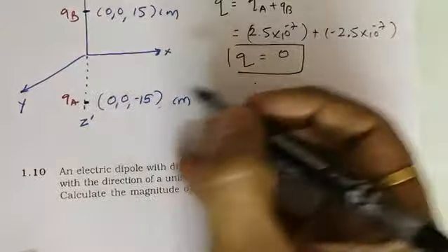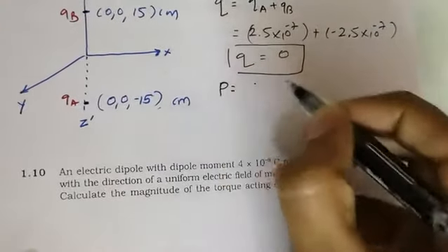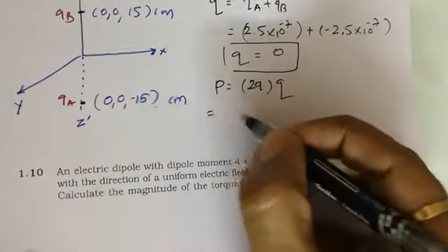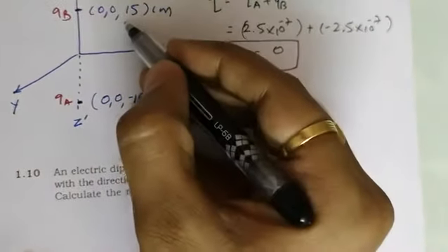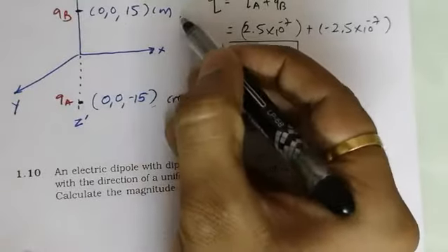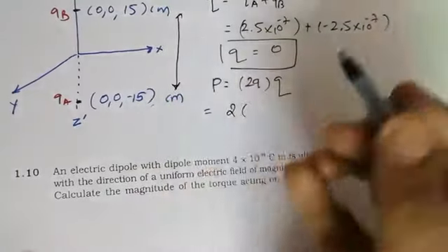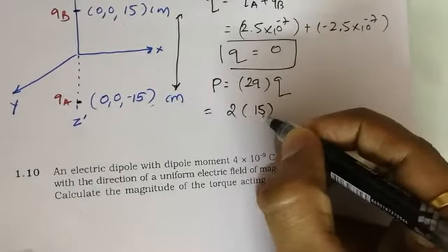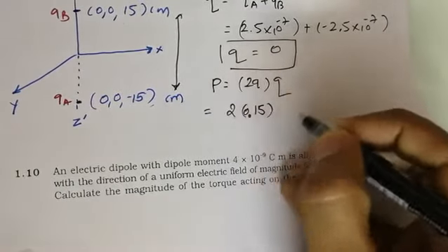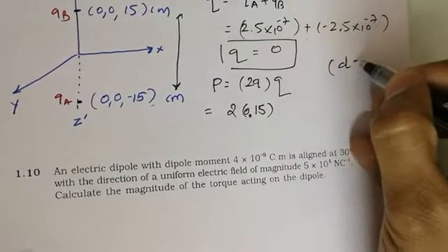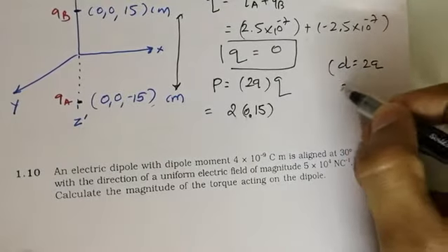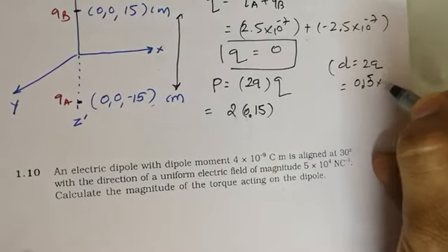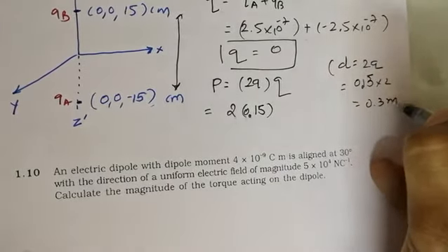Now I want to find the dipole moment. For the dipole moment, our formula is 2aQ. So this is 15, this is -15. The net distance is maximum minus minimum, that is 2 into 15 centimeters. So I can say 0.15 meter, because d is equal to 2a, which is 0.15 multiplied by 2, that is 0.3 meters.